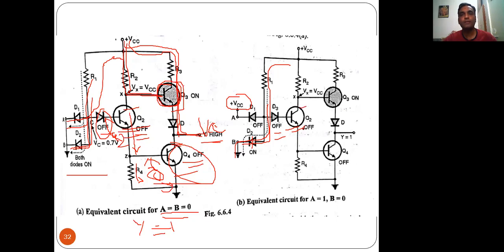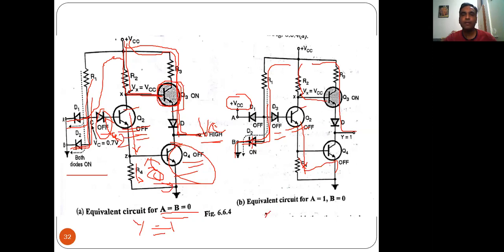So this is open circuited again, as I explained earlier. So there is no current flowing, so there is no drop across the resistor R4. So again Q4 is off. But this VCC is applied to the Q3, so Q3 will be on. So VCC will be going through this path. Diode D will be on, and the output will be 1 in this case.